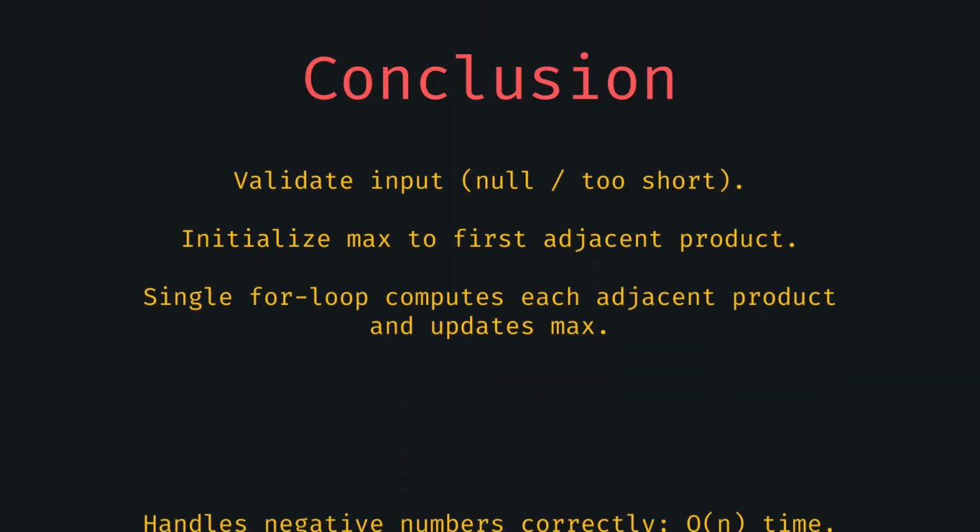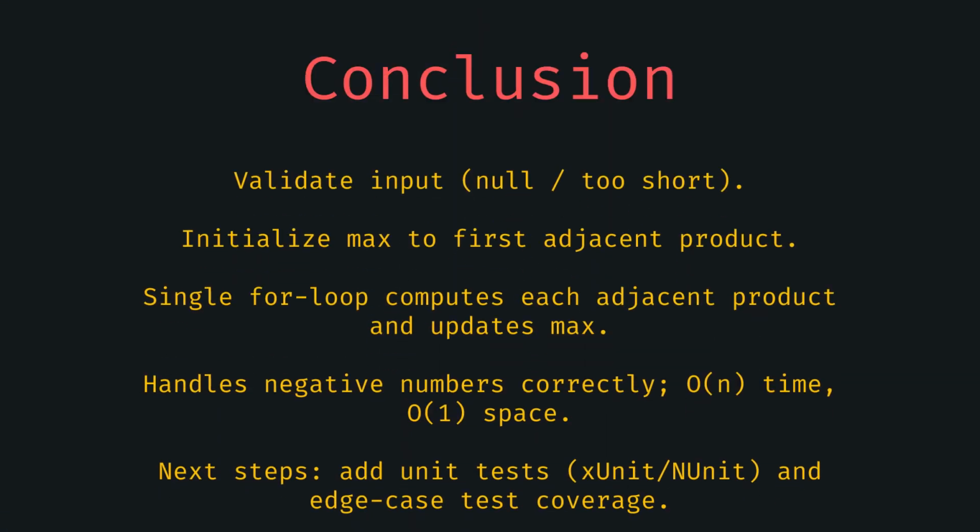To wrap up, the solution is tiny but robust. Validate the input first, initialize from the first pair, scan once and update the running maximum. If you'd like, you could convert this to an extension method for unit tests or show variants, like returning the indices of the pair in addition to the product.